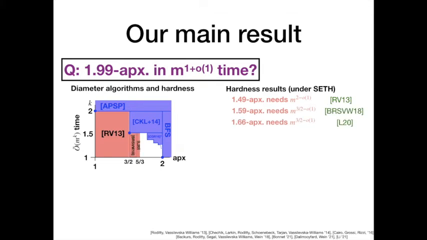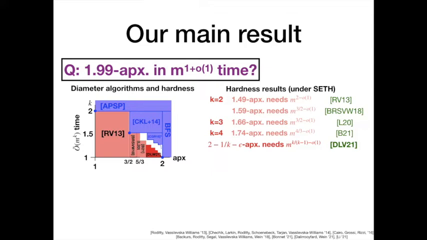This approximation ratio was improved to better than 5/3. A better than 5/3 approximation needs m^{3/2} time, and then it was improved to showing a better than 7/4 approximation needs m^{4/3} time. Our work generalizes all of these and proves that a 2 minus 1/k minus epsilon approximation needs m^{k/(k-1)} time. Previously this trade-off was known for k equals 2, 3, and 4, and we proved it for all k.